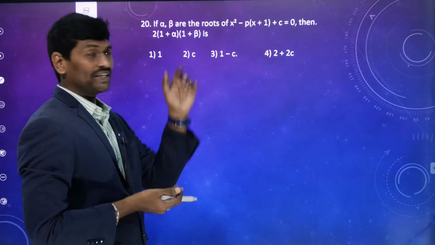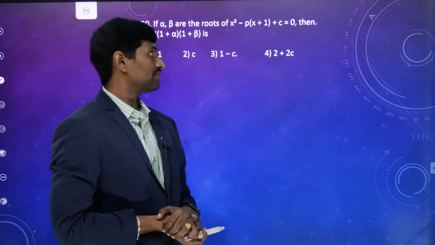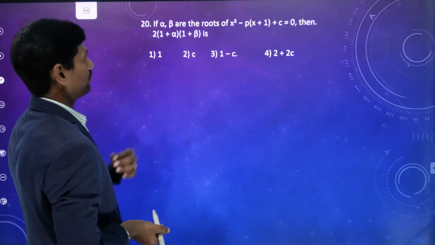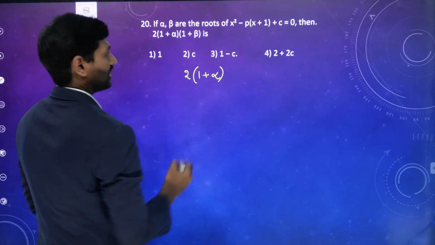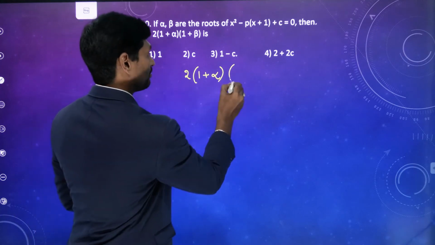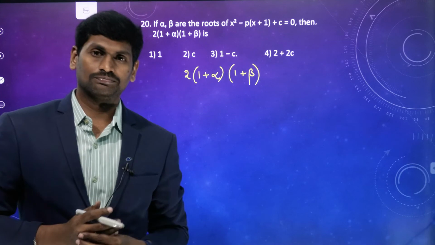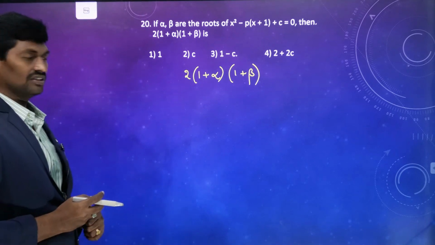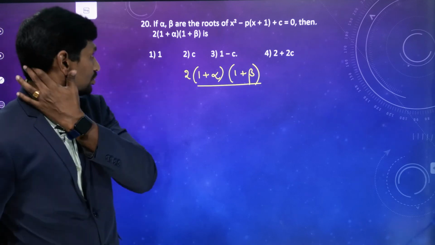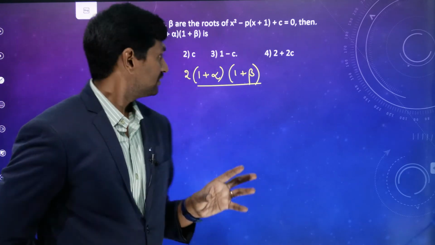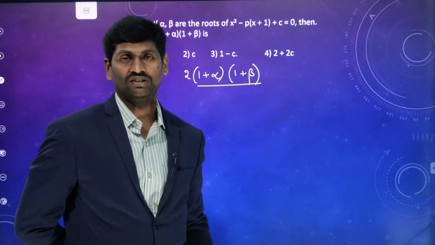Next, 20th. Alpha beta are the roots of x square minus p into x plus 1 plus c is equal to 0, then find the value of this one. Now I am writing this: 2 into 1 plus alpha into 1 plus beta. First of all, we have to multiply this. Let us multiply these two brackets. Because alpha comma beta are roots, there is a chance of applying alpha plus beta and alpha into beta values.